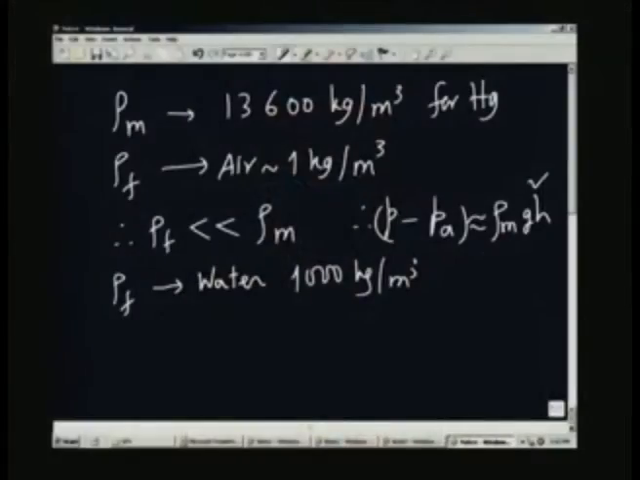But in all other cases, where rho f is not negligible compared to rho m, we have to take into account both rho m and rho f in the calculation. This is very important to remember. We have now discussed the case of a U tube manometer, where the two limbs of the U tube have the same diameter, but many times we use a well type manometer, which I will show you.